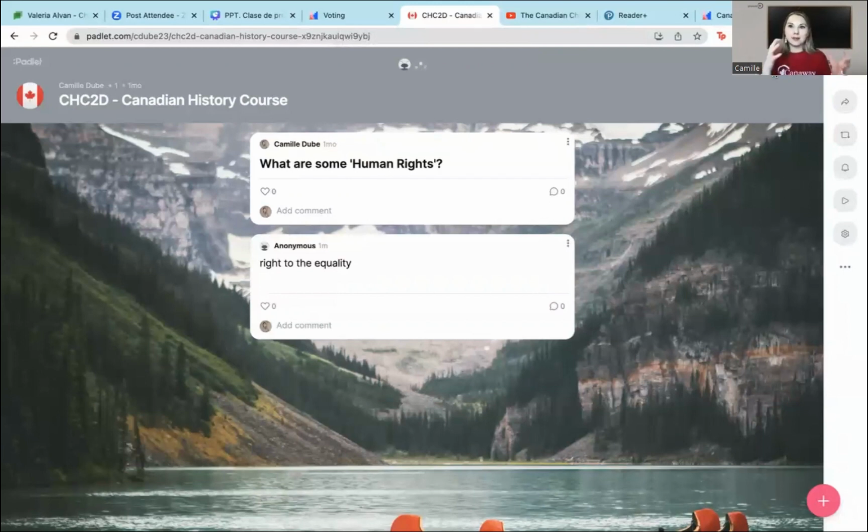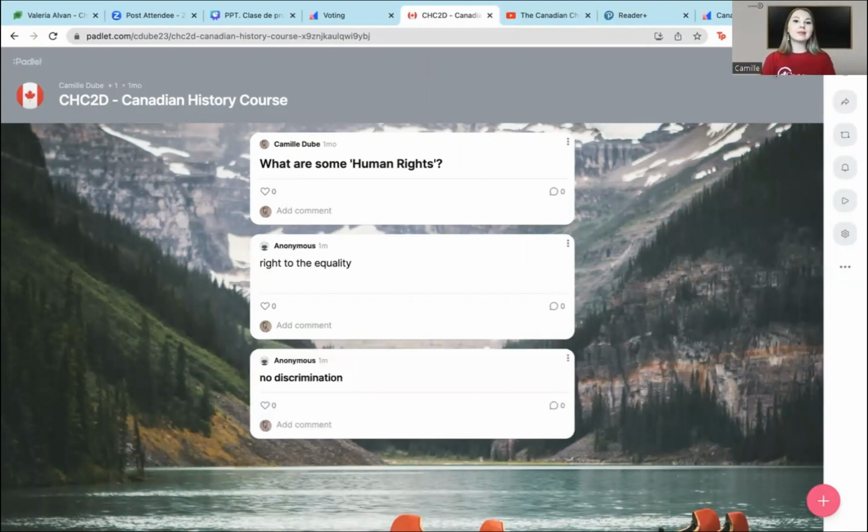Another way that we can think about this, if you're struggling to find an answer, we can think about the rights that are protected by the government. So how does the government protect you? Big one, no discrimination. Absolutely.